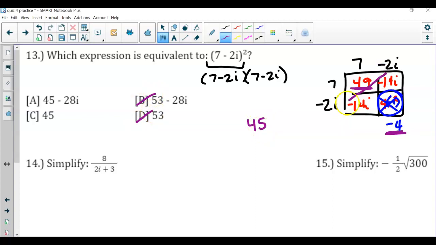So I'm going to mark off B and D. But then we do have like terms here. That is negative 14 minus another 14. That is not 0. That is negative 28. So negative 28i, which is why the answer here is A.